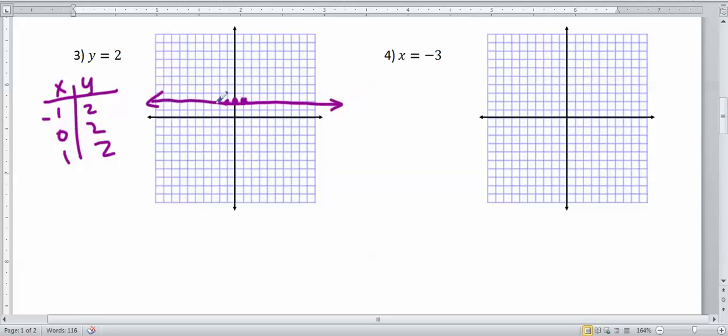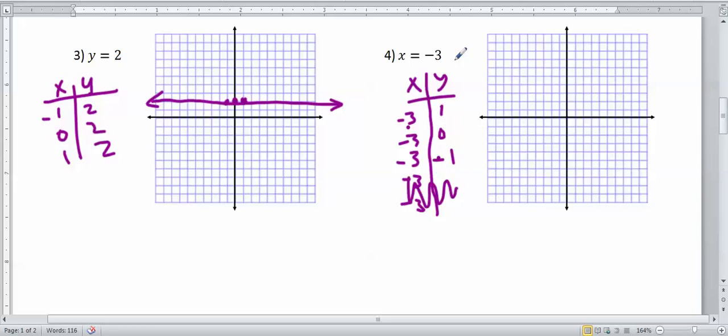Right? As for x equals -3, again, that just means that on my t-chart, what you should have had was -3 each time I have an x, and my y values do not matter. So 0, 1, -1, and I'll just do those 3 for brevity. All right, so -3, up 1, -3, 0, and then -3, down 1. So straight up and down. Line at -3.